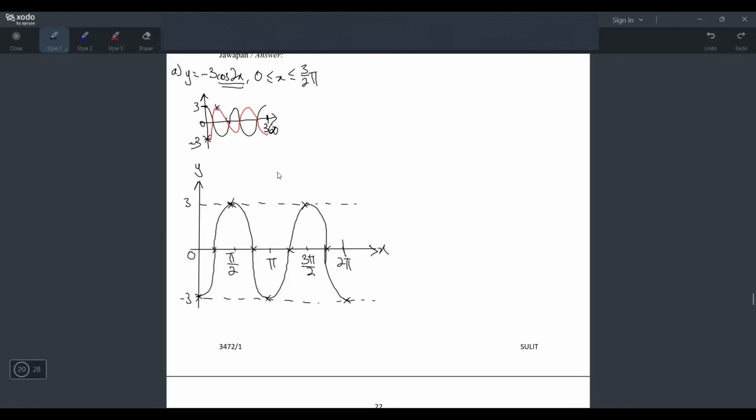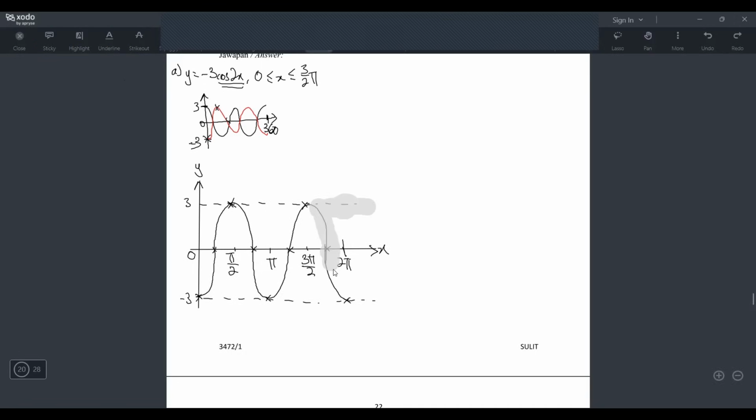But they want you to draw until 3 over 2 pi only. Means where is 3 over 2 pi? Here, right? It means from here onwards, all have to be erased. Okay, so I'm going to take out my eraser now and erase the extra part. Okay, some students will ask me this.